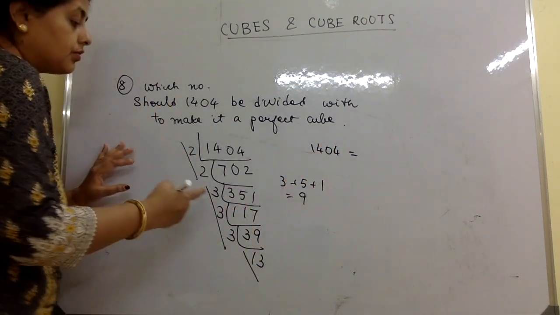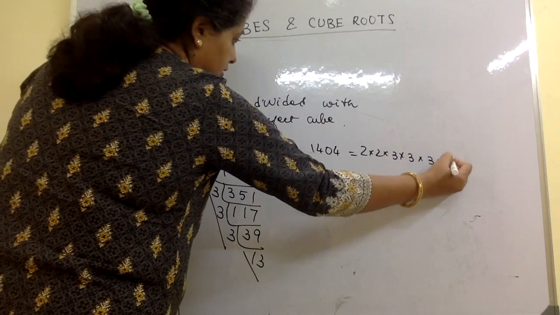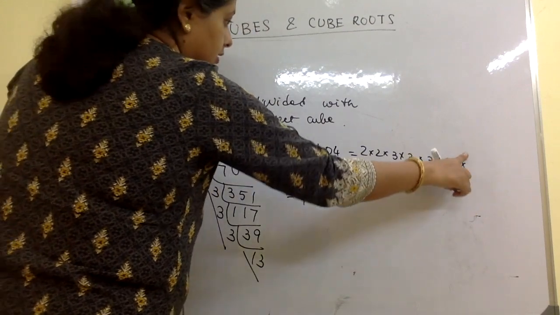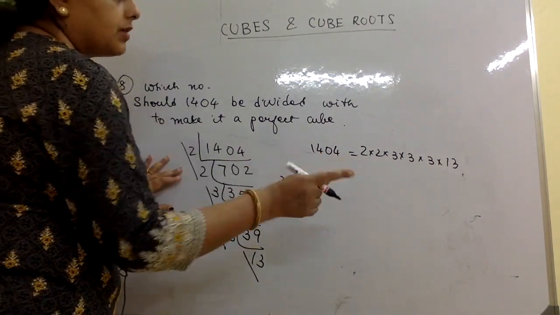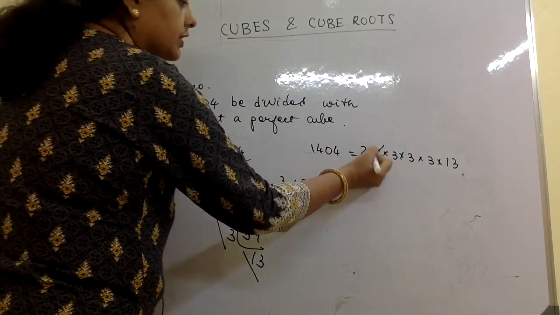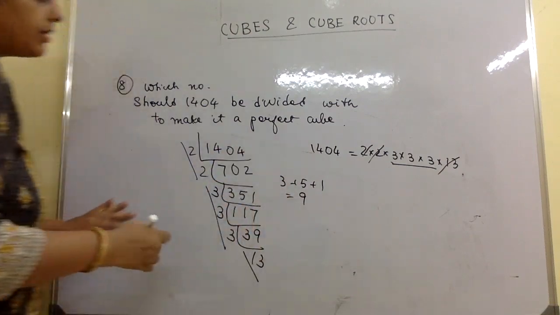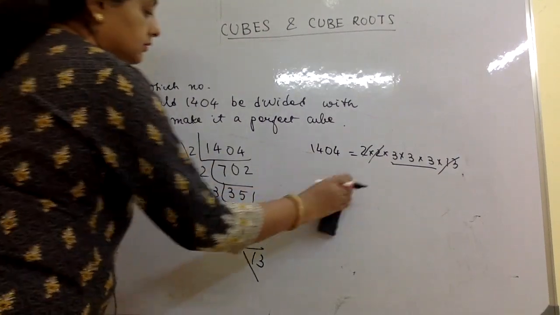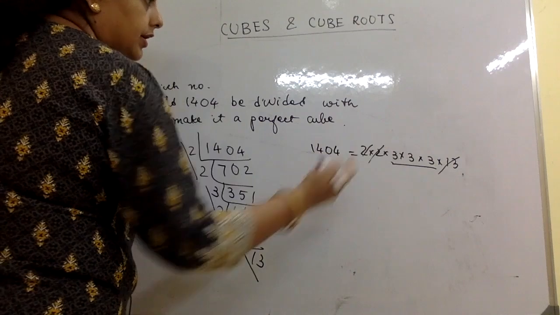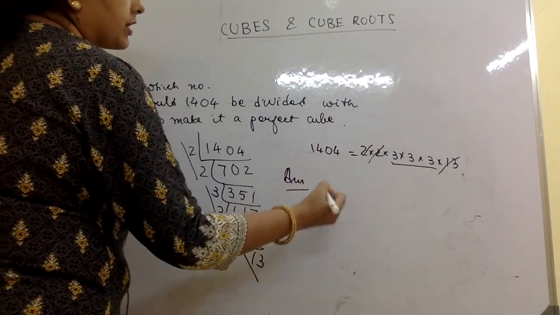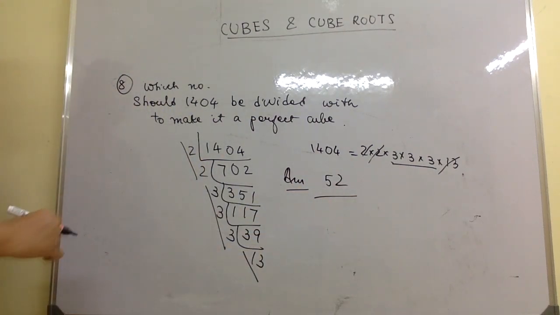1404 is equal to 2 into 2 into 3 into 3 into 3 into 13 into 13. So I have written all the factors. Now what should it be divided by in order to make it a perfect cube? If I can remove this, this and this, then this becomes a perfect cube. So the number should be divided by 4 into 13. So my answer is how much? 13 into 4, 52, in order to make it a perfect cube.